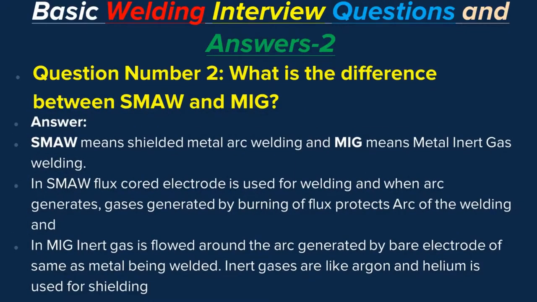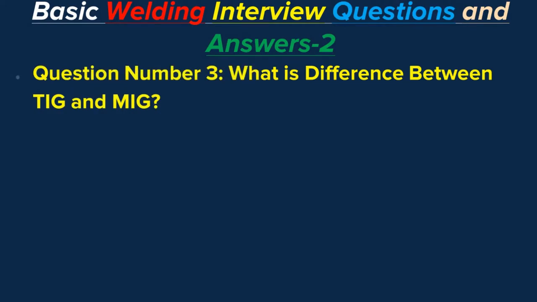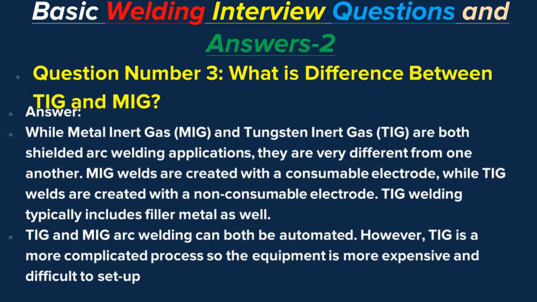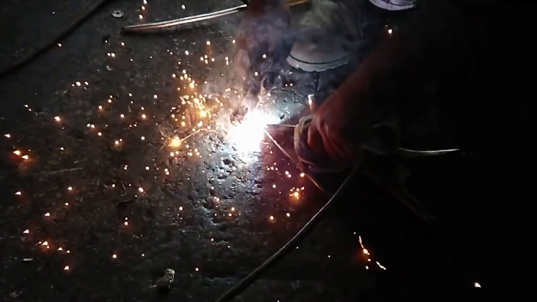Question number 3. What is the difference between TIG and MIG? Answer. While metal inert gas, MIG, and tungsten inert gas, TIG, are both shielded arc welding applications, they are very different from one another.